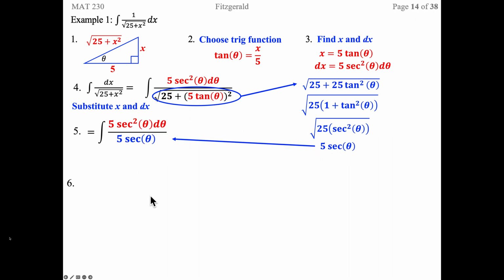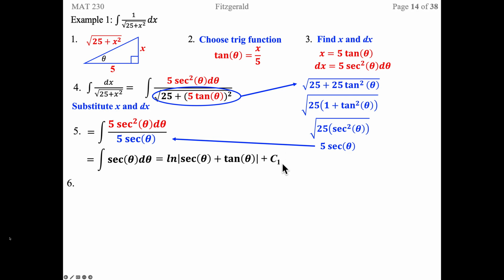Substitute it back. Wait a minute. What are my 5's going to do? They're going to cancel. What's this secant theta going to cancel with that one? That ugly integral is now just secant theta d theta. Well, if I integrate that, that's the natural log of secant theta plus tangent theta plus a constant.